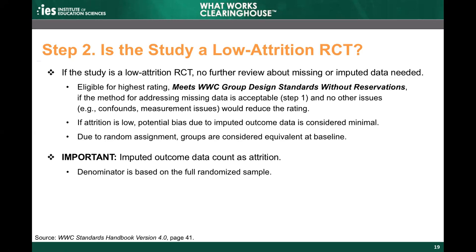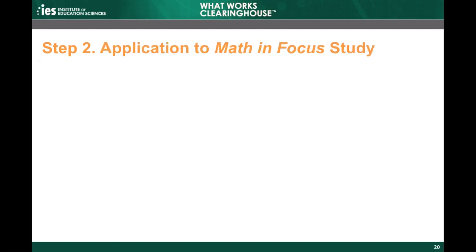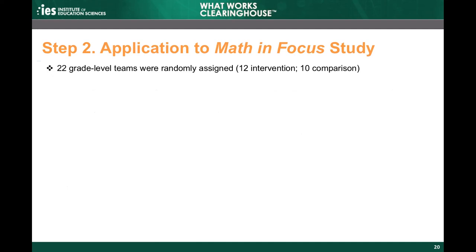So when computing attrition, the denominator is going to be the number of students in the full randomized sample, and the numerator is going to be based on the analytic subsample with observed outcome data. I use the word subsample because in cases in which you impute outcome data, not all of the participants in your analytic sample have observed outcome data. And then if the study is a QED, quasi-experimental design, high attrition RCT, or compromised RCT, then review proceeds to the next step, step three. So let's apply this step to the example map and focus study.